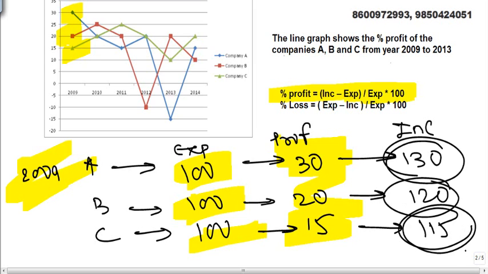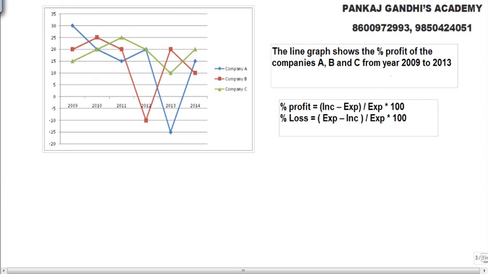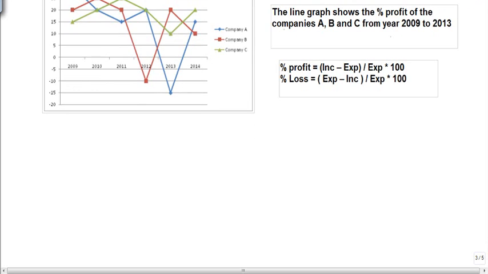Understand this, let's take a simple example. What was the meaning? In 2009, A's 30% profit, so if they had 100 rupee cost, 30 profit. B on 100, but we don't know whose expenditure is how much. Amount we cannot say. A simple real life example. Forget about the question.